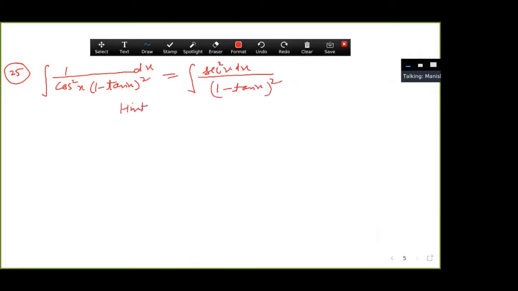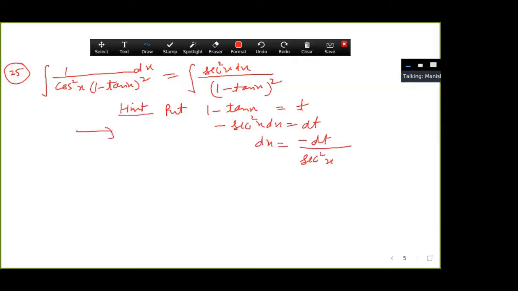Hint is put 1 minus tangent x is equal to t. Now the derivative of tangent x is secant square x dx is equal to dt, and you can see dx is equal to minus dt upon secant square x. Now proceed the question. Do your own.